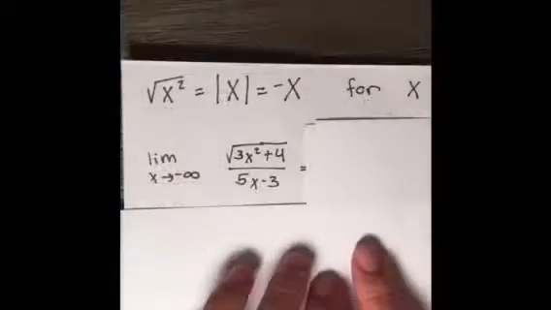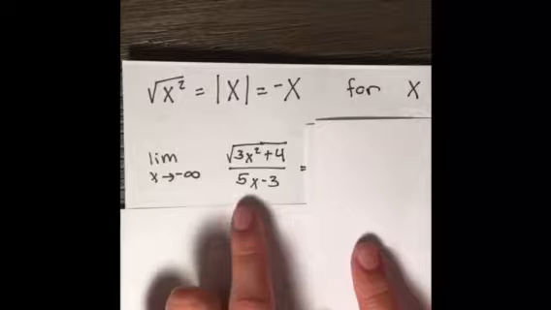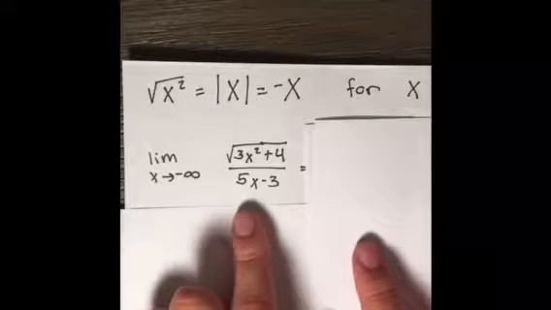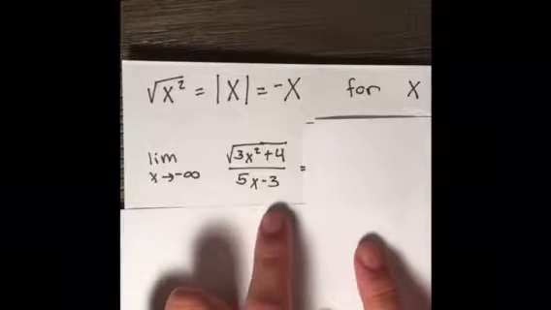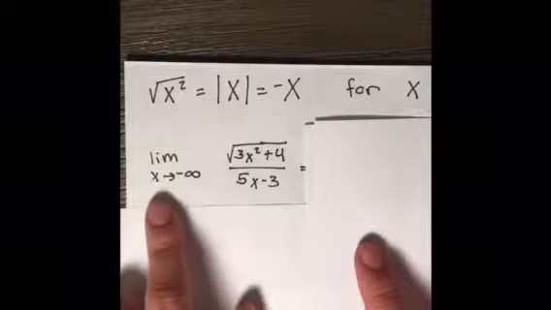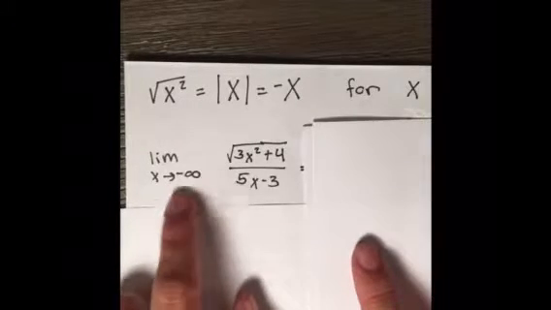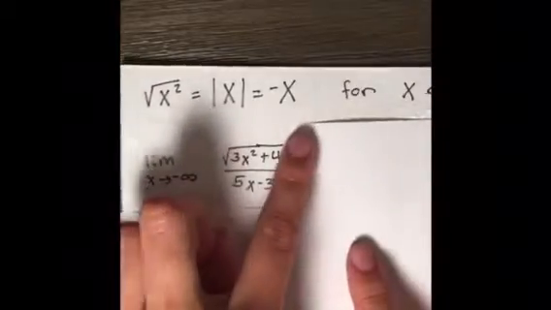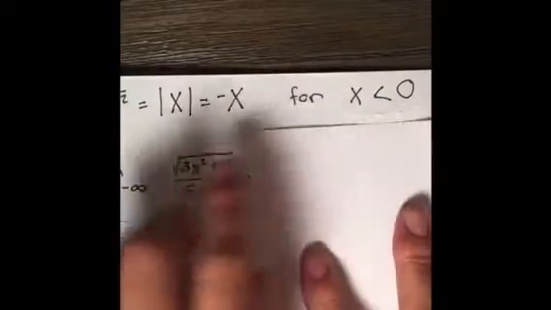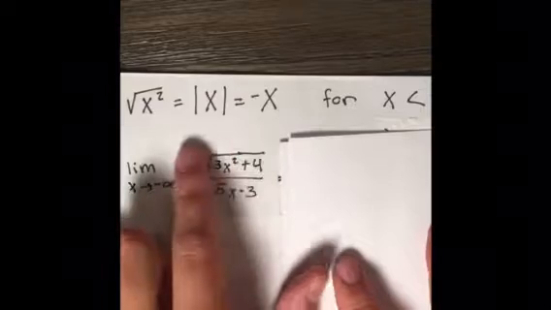Okay, so for our next problem, we will be evaluating the square root of 3x squared plus 4, over 5x minus 3, when x approaches negative infinity. When x approaches negative infinity, you can use these rules because x is less than 0. You will see how these apply in a second.